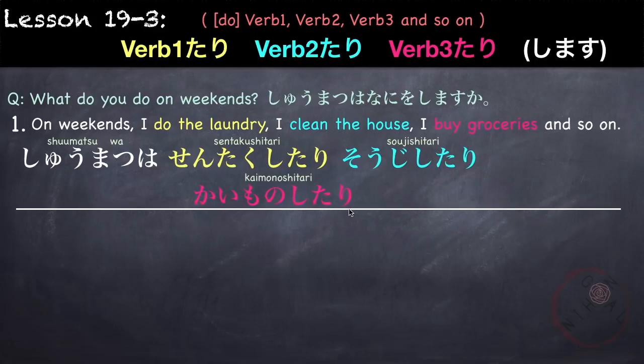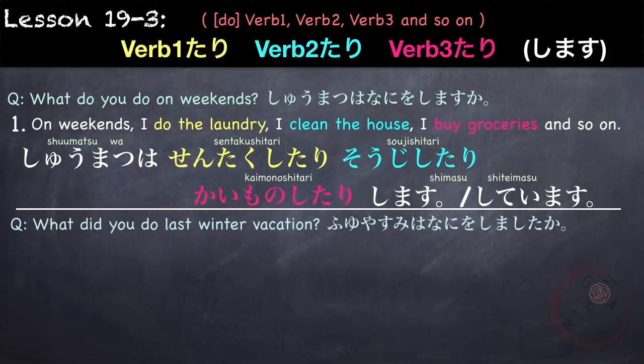followed by shimasu or shitemasu. So this is the future or present tense, and also, since this is a habitual action, we can use shitemasu. Shumatsu wa sentaku shitari, soji shitari, kaimono shitari shimasu. Or shumatsu wa sentaku shitari, soji shitari, kaimono shitari shite imasu. Another example is, what did you do last winter vacation?